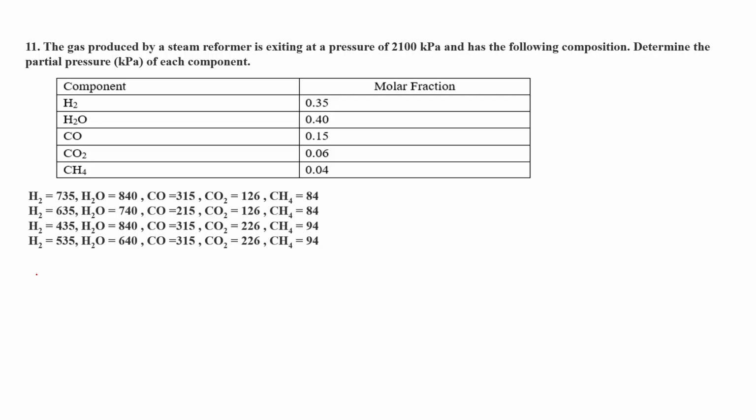Let's come to one of the numerical questions. The gas produced by a steam reformer is exiting at a pressure of 2100 kilopascal. It is basically given, so this here is the total pressure. Determine the partial pressure of each component. The mole fractions of the different components, hydrogen, steam, carbon monoxide, carbon dioxide, and methane, are given here, and partial pressure is asked. So what is the formula? It comes from Dalton's law.